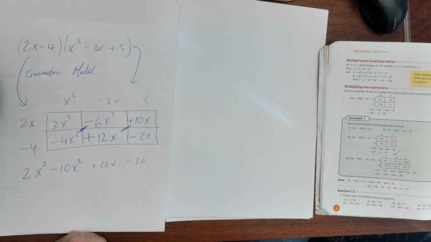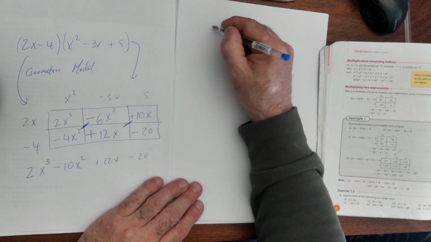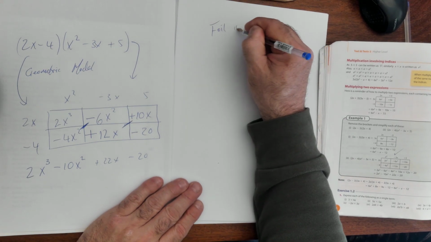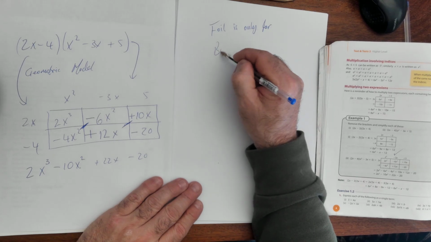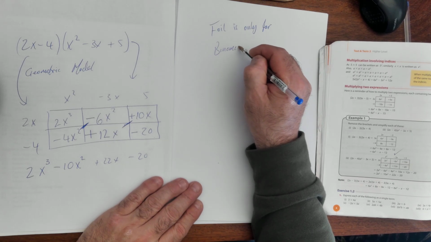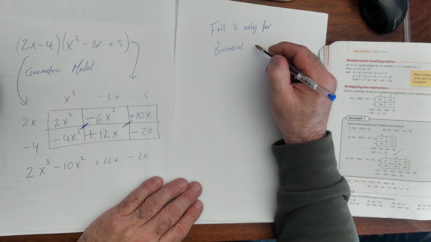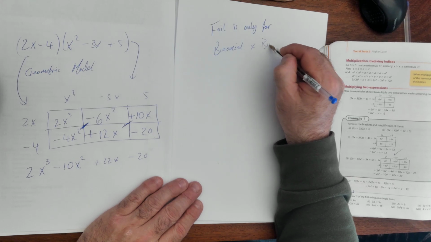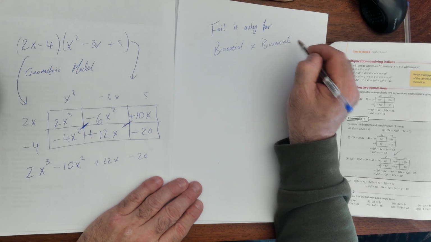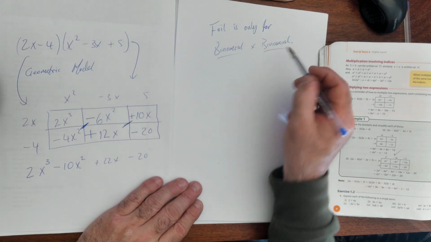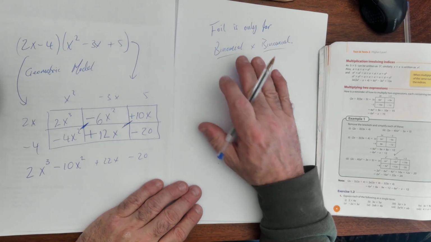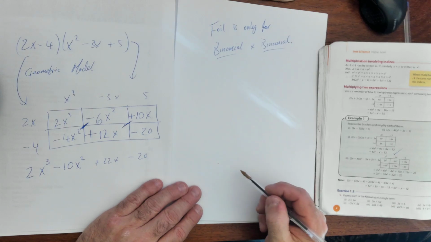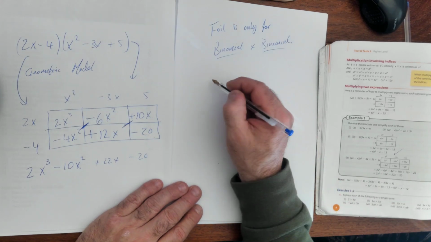Now, FOIL is only for a binomial times a binomial. And indeed, it's not just that, it's for a linear binomial by a linear binomial. So we're not going to use FOIL, but I am going to give you an alternative called place value.